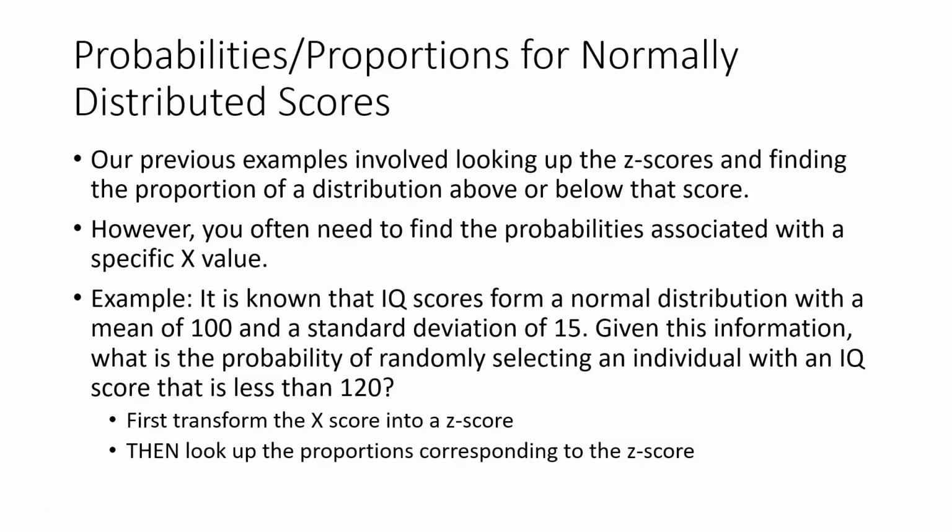Given this information, what is the probability of randomly selecting an individual with an IQ score that is less than 120? In order to solve this problem, you'd first need to transform the x score into a z-score, and then look up the proportions that correspond to that z-score.